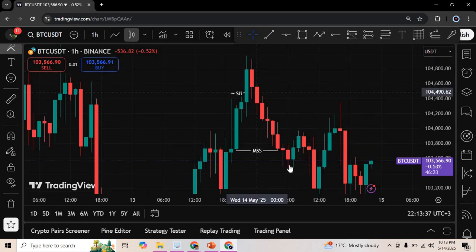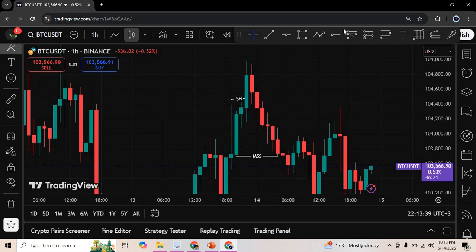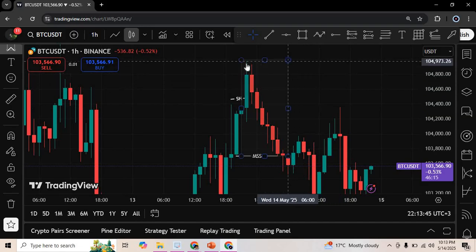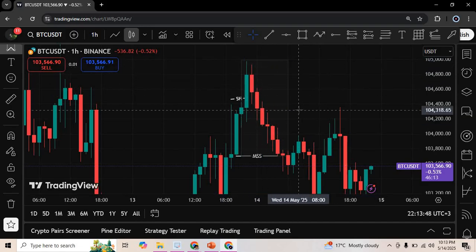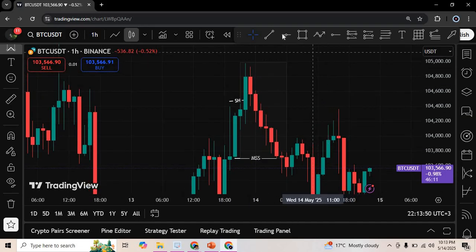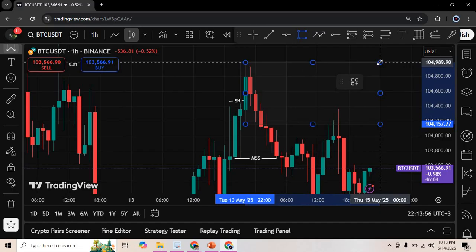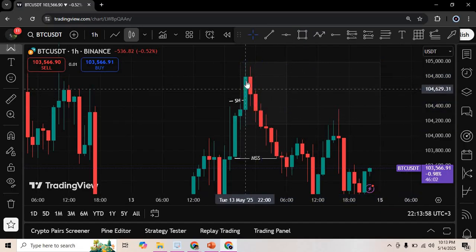So let's look at this leg right here and look for our POI, our Quasimodo level. If you come to this part right here, we have the last green candle before a significant sell. What do we call that? Last green candle before a sell. Last green candle right here.